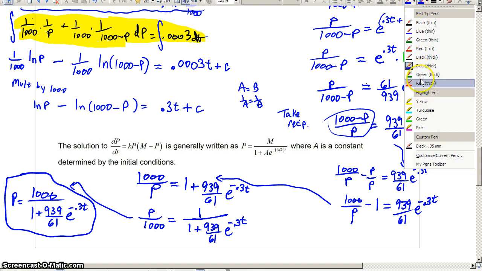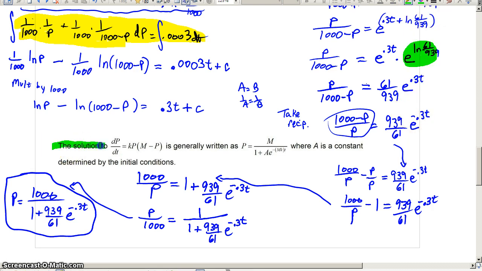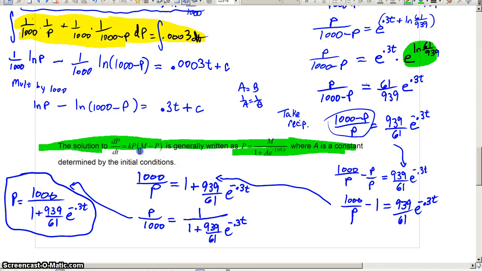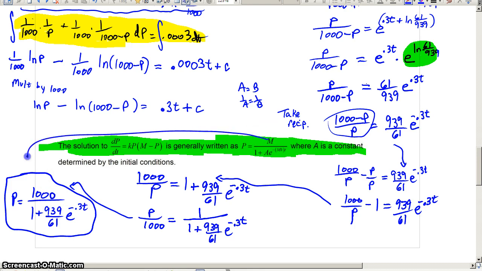But what I really want to point out is, as we were coming down to this very bottom, take a look at what we have right here. That solution to the differential equation is always going to have an answer that can be written in this form. P is equal to M, and M was 1,000. We saw that in the very beginning of the problem. That's what we're seeing right here. We've got 1,000 in that numerator, divided by 1 plus some A, some constant. In this case, that's 939 over 61. And that's e to the negative Mk. K is actually the constant in the original part of the differential equation, times t.